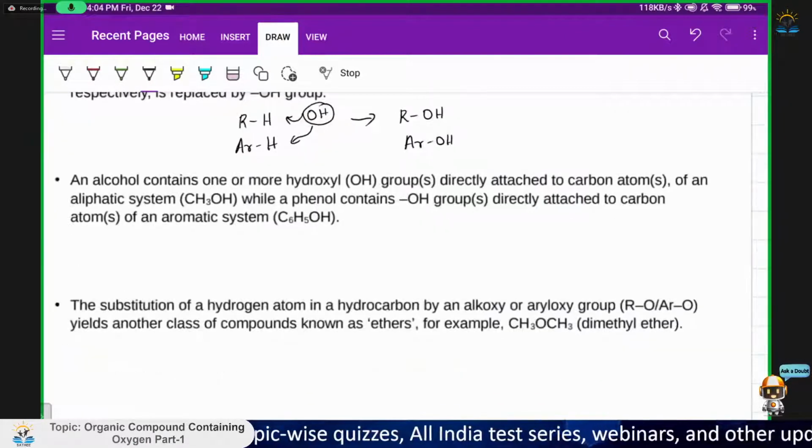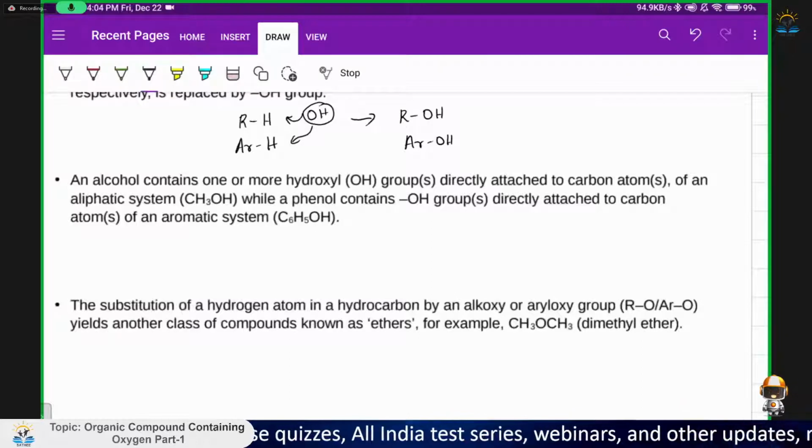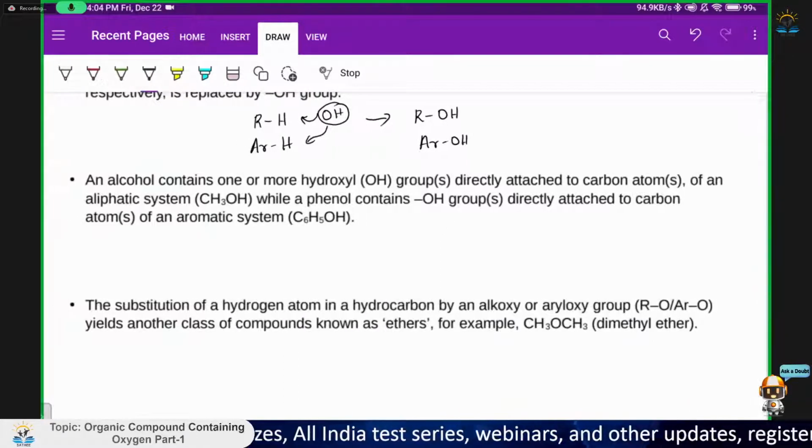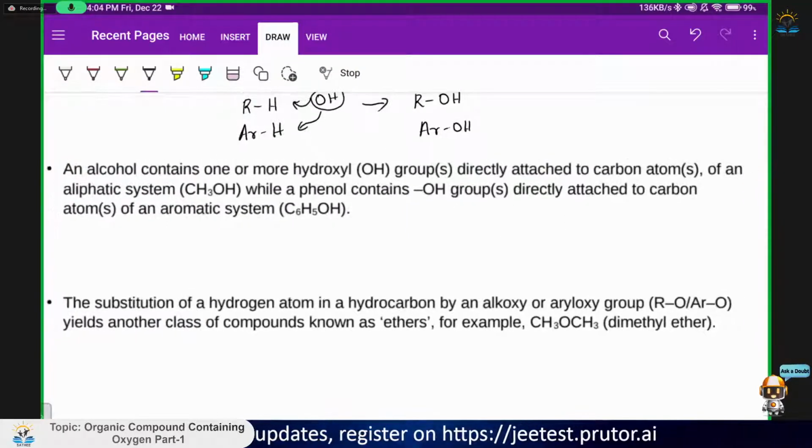Alcohol contains one or more hydroxyl groups directly attached to a carbon atom of an aliphatic system, while a phenol contains an OH group directly attached to a carbon atom of an aromatic system. In alcohol, the OH group is attached to an aliphatic carbon system. In phenol, it is attached to an aromatic ring like benzene.